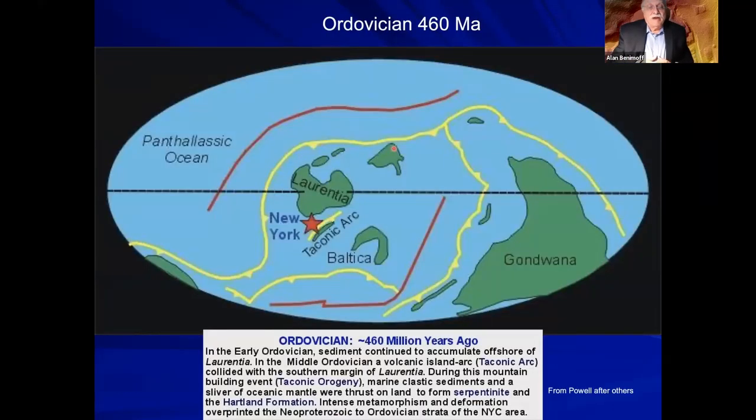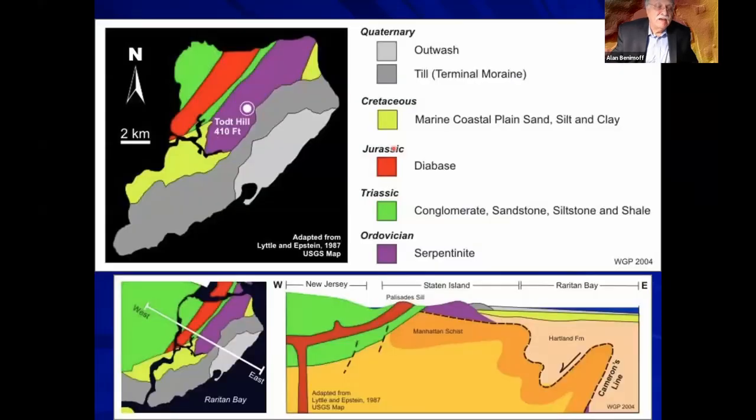And so we go back to a map like this. At the time the serpentinite formed, there was a tectonic arc here that crashed into the ancient North American continent named Laurentia. And we have that. And then here we have the map from Little and Epstein, 1987. My colleagues at Brooklyn put this all into a neat type of package here.